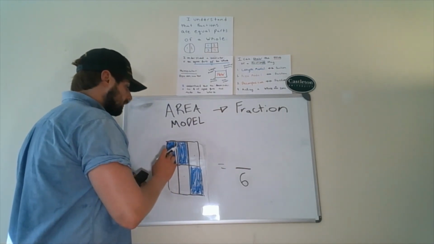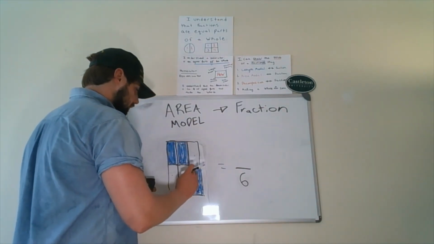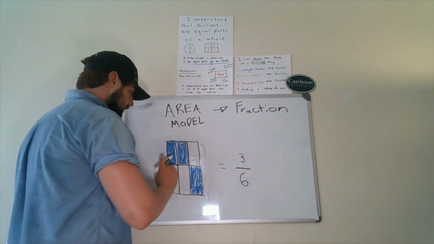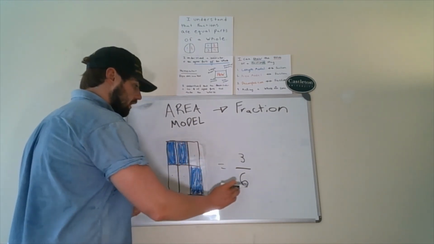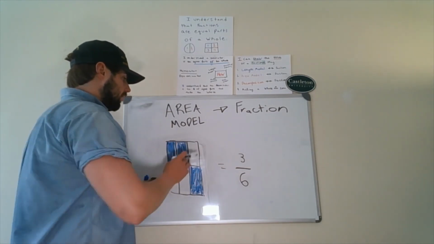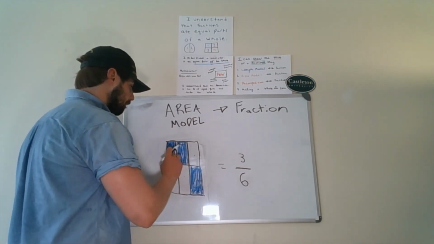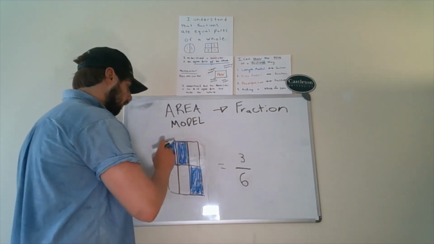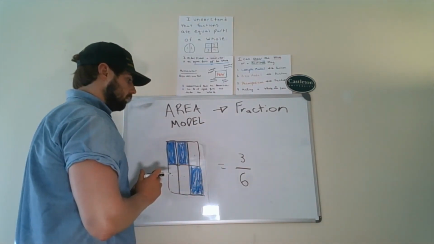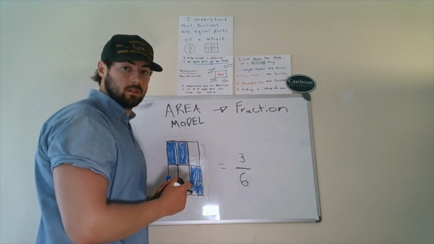But there is a number, there is a quantity. 1, 2, 3. There is 3 parts of 6 sixths that make the whole, but there's 3 equal parts of that. This area model represents 3 sixths. 6 parts make the whole with 3 parts of. This area model shows 3 sixths.